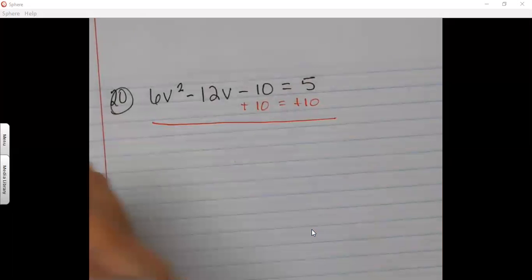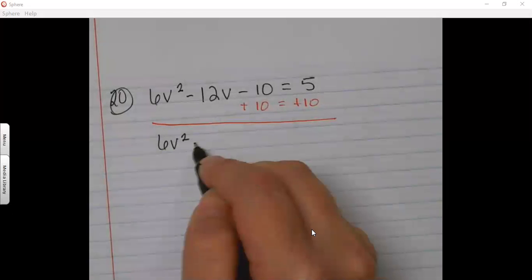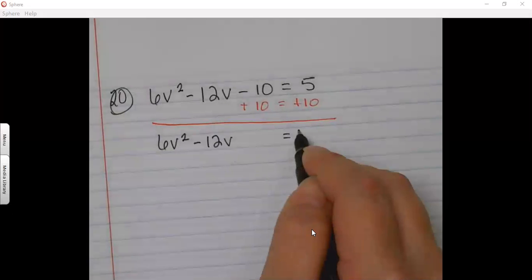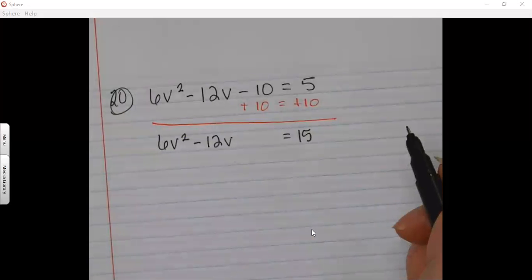So I get 6v squared minus 12v equals 15. If you were not here last class, this video is posted on Schoology. Your responsibility. Watch it. Take notes. If you just take the notes from the written notes, that's fine. But if you don't get it, you really need to watch the video to understand, okay?